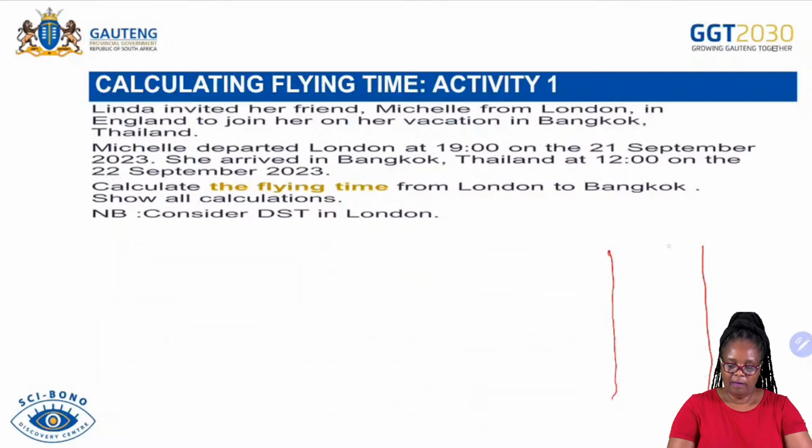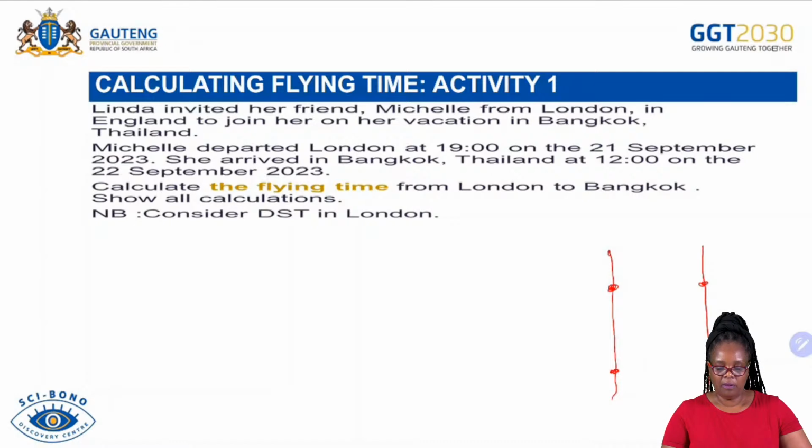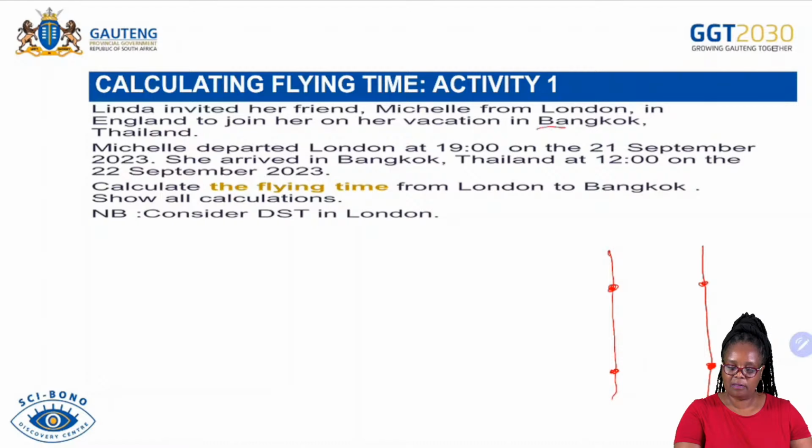Then from here, a little twist for today. We'll be talking about the departure time. We'll be talking about the arrival time. That's what we'll be talking about. Here are the lines. The question says, Linda invited her friend Michelle from London in England to join her on a vacation in Bangkok, Thailand.